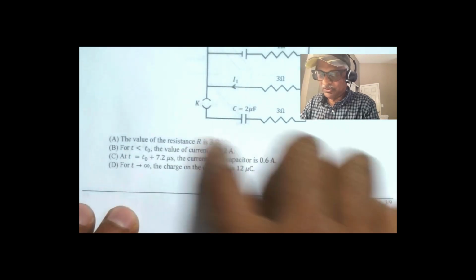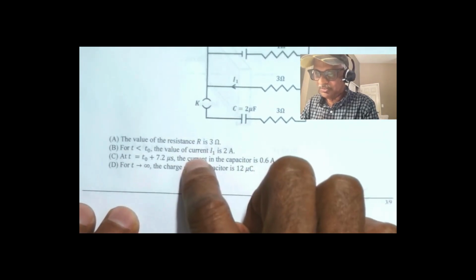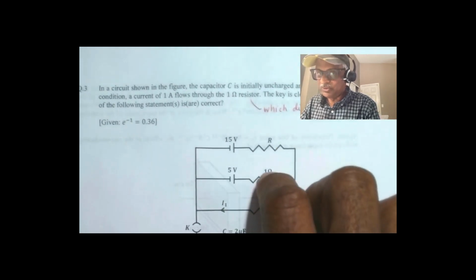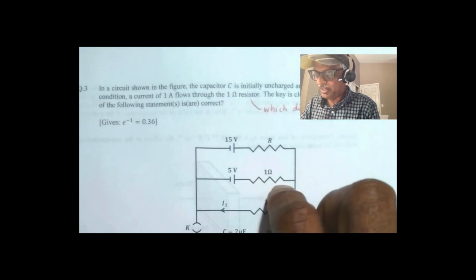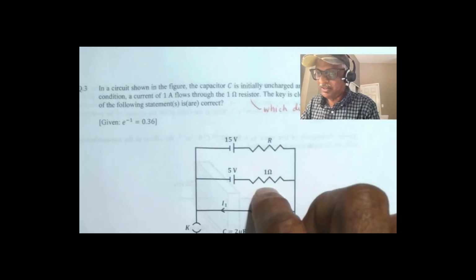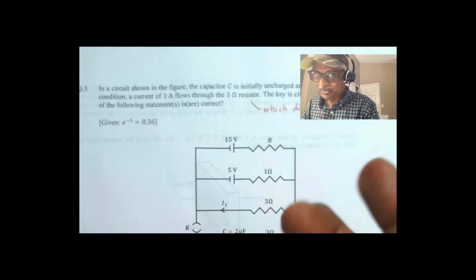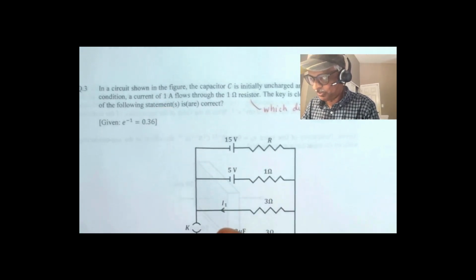There is an ambiguity in this question, which is kind of a little silly, because the answers to these questions depend on the direction of the current in this 1 ohm resistor. Is the current going this way or that way? It doesn't say. It just says the 1 ohm current is flowing, and of course you're going to get a different answer depending on which way the current is flowing.